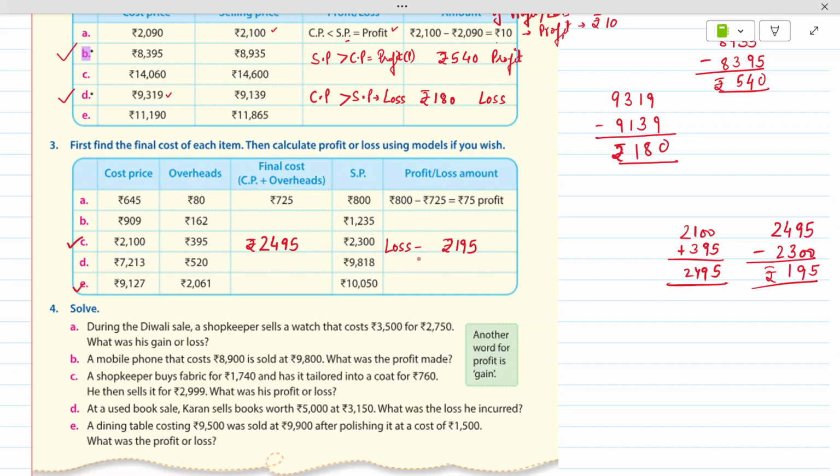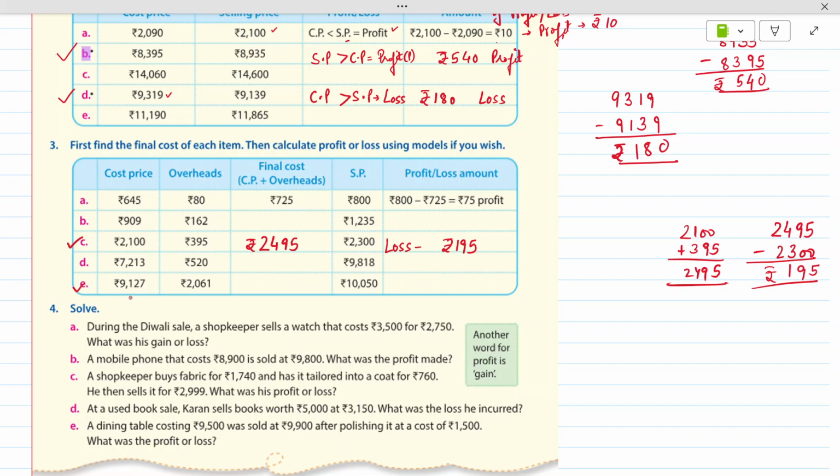I hope this is clear. Again, I am repeating, what we have to do is find the total cost by adding the cost price and the overhead. So this will give us the cost we are spending on a product or anything or any toy. And then we are selling it at 2300. And since we know here that 2300 is less than 2495, that means the selling price is less than the final cost. So we are at loss. And the amount of loss is the difference between the final cost and the selling price, which is rupees 195 in this case. Okay.